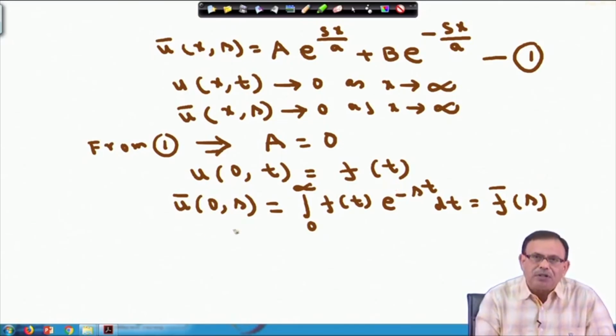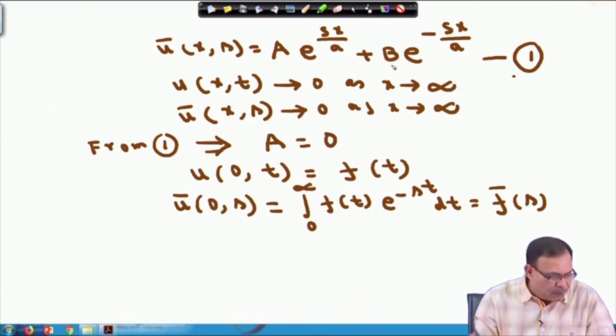Now, substitute this again in equation 1, u bar x s equals A into this plus B into this. So, if you substitute x equals 0, already A has vanished, and here the e power part will be vanishing.